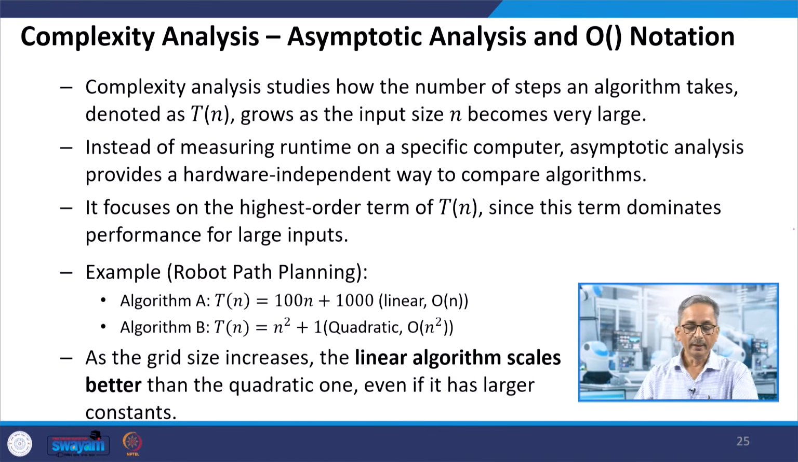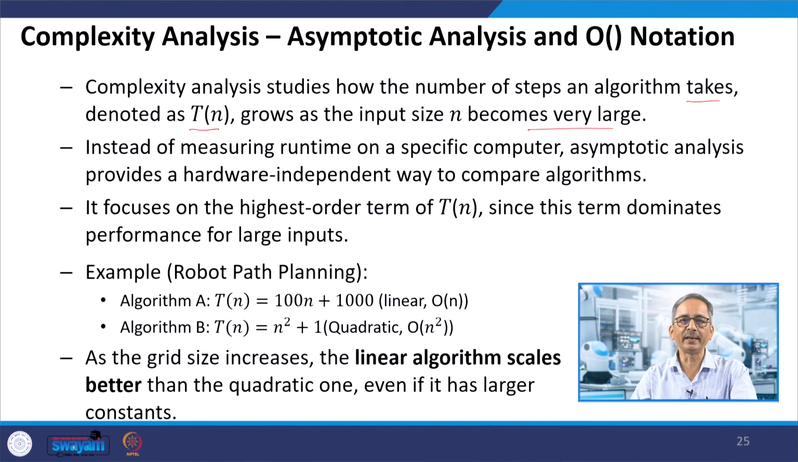Next, let us look at the last topic in this lecture, that is asymptotic analysis and big O notation. This concept is used in evaluating the time a software takes to execute. Okay. So, complexity analysis studies how the number of steps an algorithm takes, denoted by T(n), grows as the input size n becomes very large.